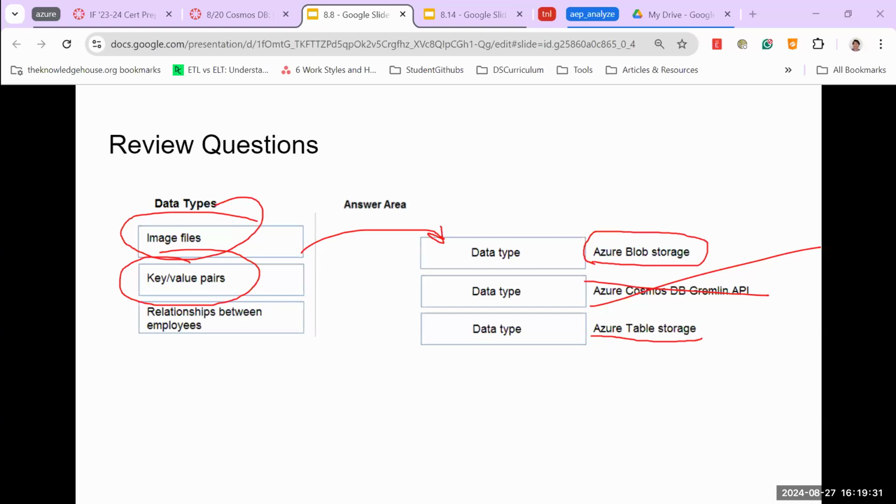And now through the process of elimination, you should also be able to figure out that the relationships between employees goes within Azure Cosmos Database Gremlin API. And we'll talk about that later today. All right.